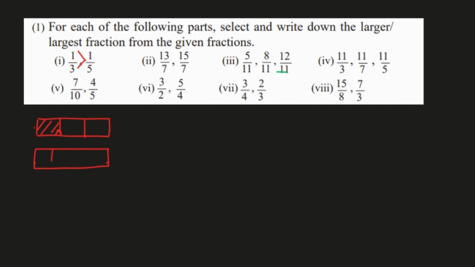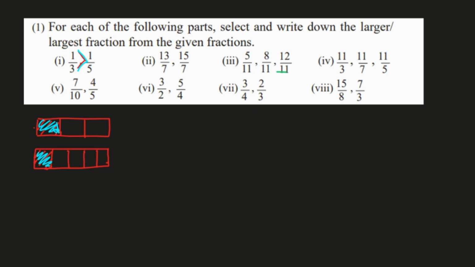So now it has been divided into five equal parts instead of three. Let's draw it like this. Now here one part has been colored out of these five parts. So now you can clearly see that this part is larger than this part. It is now clear how 1 upon 3 is larger than 1 upon 5.